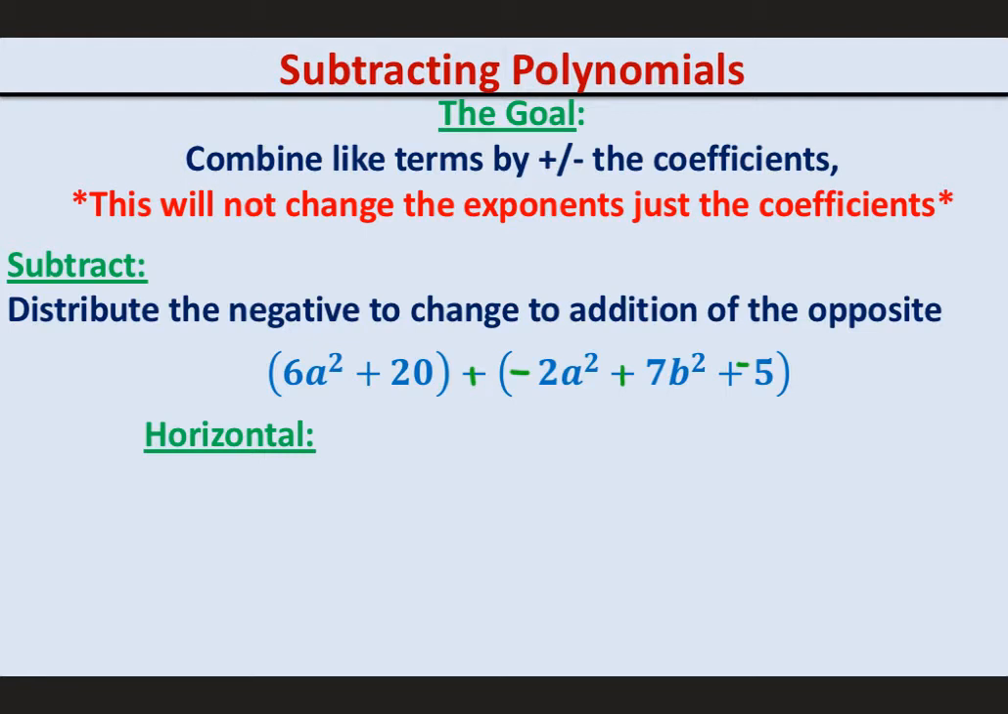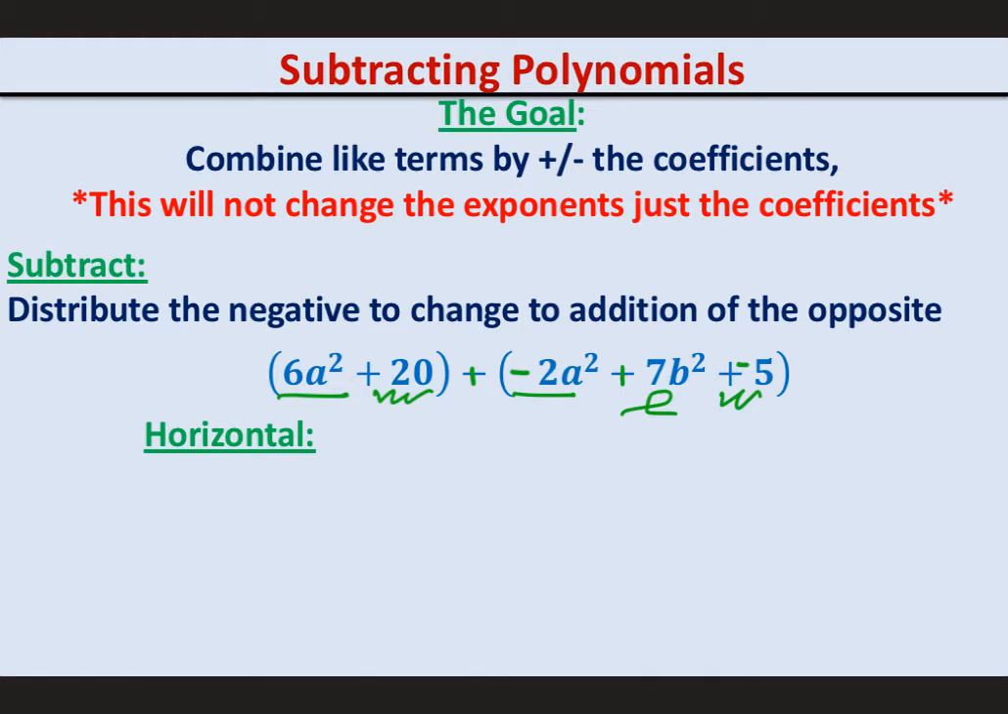So what I did is I changed the sign in between the parentheses to be addition instead of subtraction, and then every other term after it in that parentheses became opposite, because that's what would happen if we distributed that negative. We can now just go through and combine our like terms like we did on the other piece. So we have the a squareds, we have these constants, and then we have this b squared that doesn't have a like term.